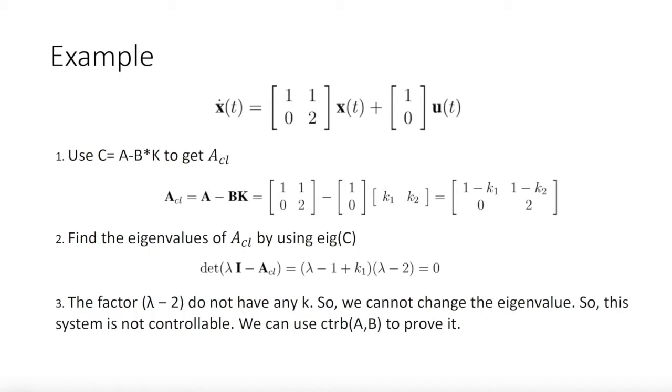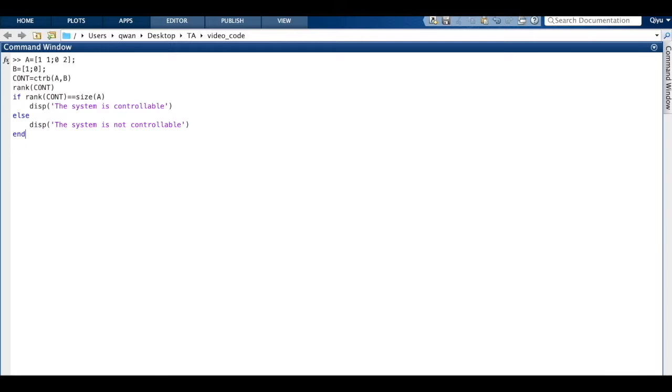Place the poles of the closed loop system at a predefined value. As we can see here, the lambda minus 2 is not controllable using the K1 and K2, so this system is not controllable. And actually we can verify this result with MATLAB, that this system is not controllable.